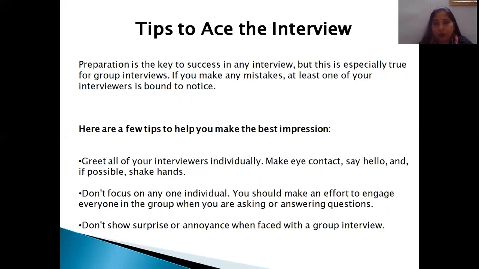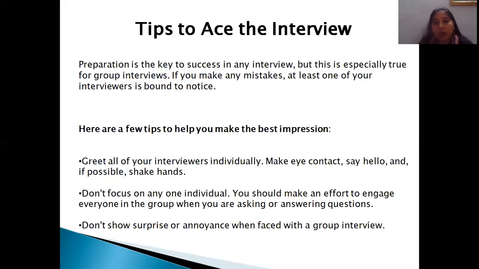Greet all of your interviewers individually. This is very important, that when you are entering a room and you are greeting, it's not that you are greeting only the one person who is sitting straight to the door. You must pay complete and full attention to the other interviewers as well who are sitting across. Make eye contact and say hello, and if possible, if they are giving their hands for a handshake, please go for a firm handshake.